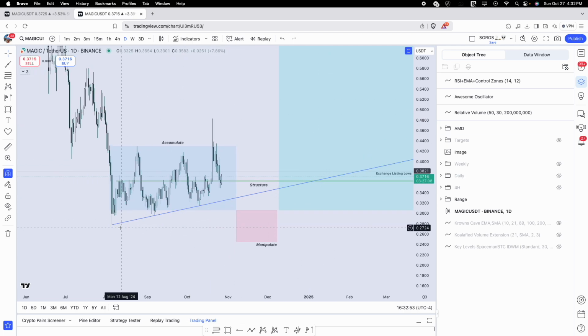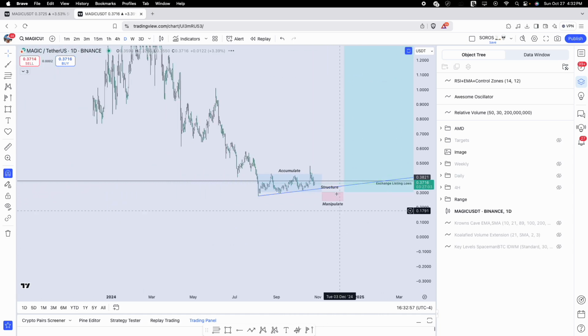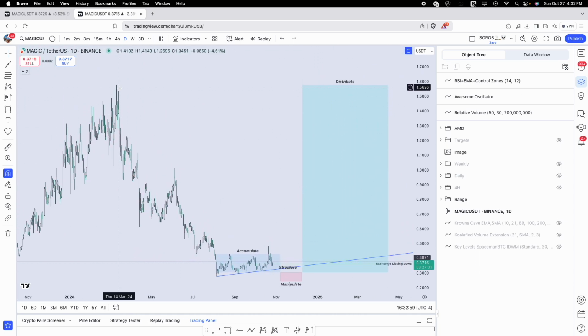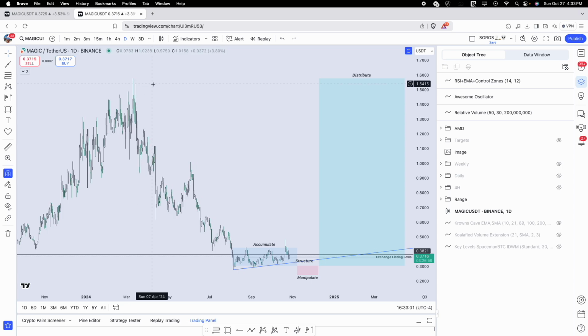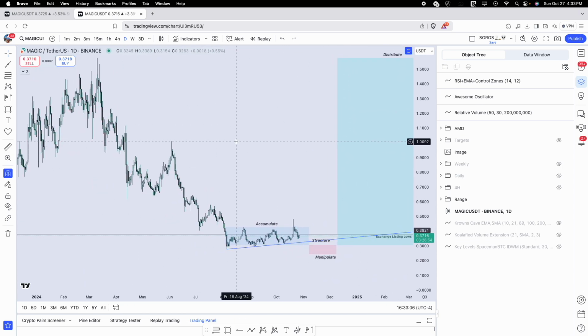Manipulate down to here to blow everyone out of the trade, and then I would expect a distribution into the highs right here. So that's going to be your original consolidation. And what I like about this idea, if there is a blowout, is that there's a ton of swing failures to target on the way up.